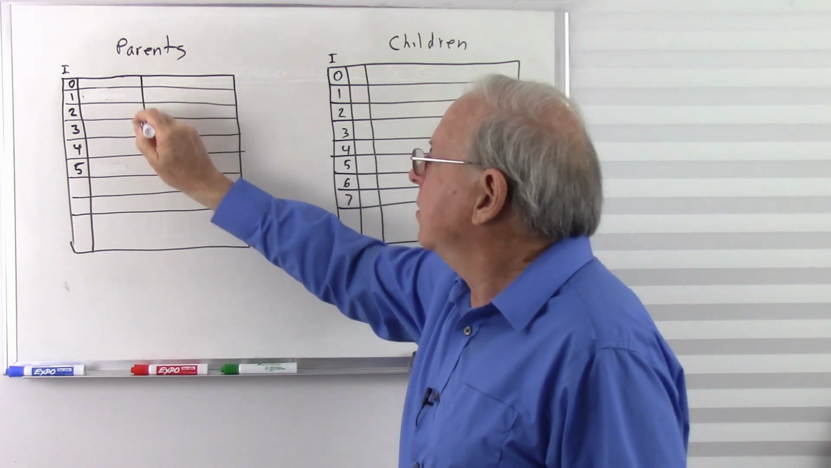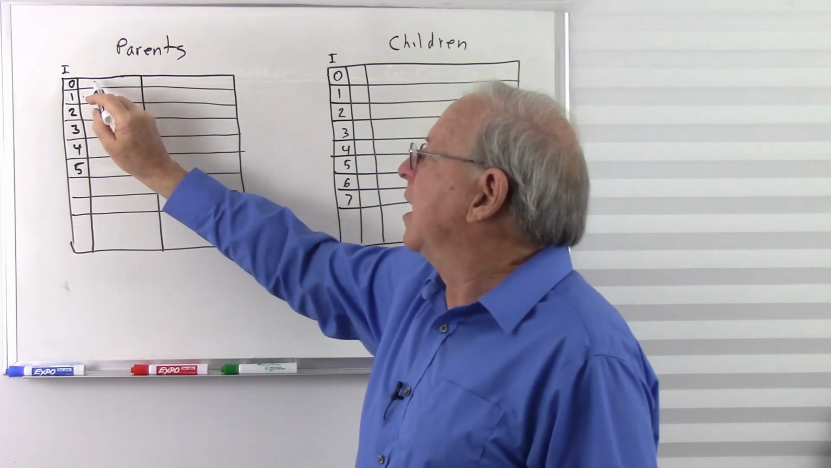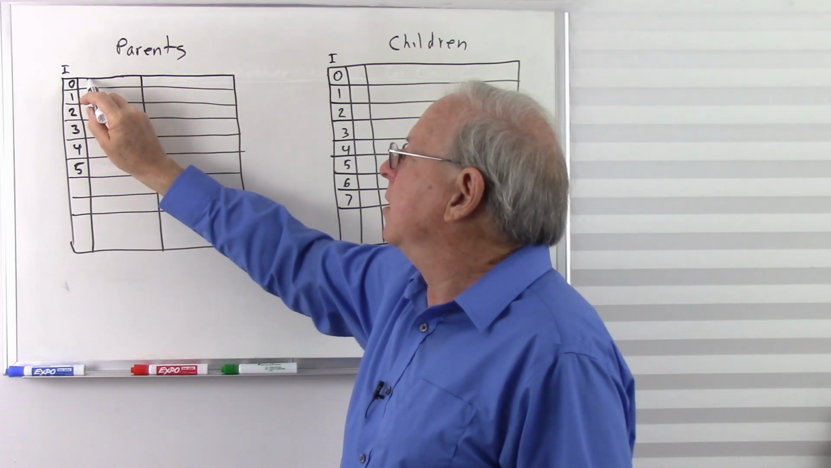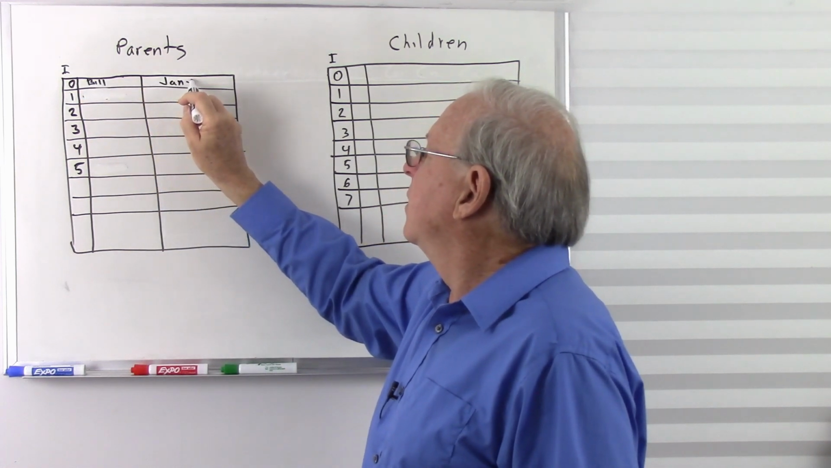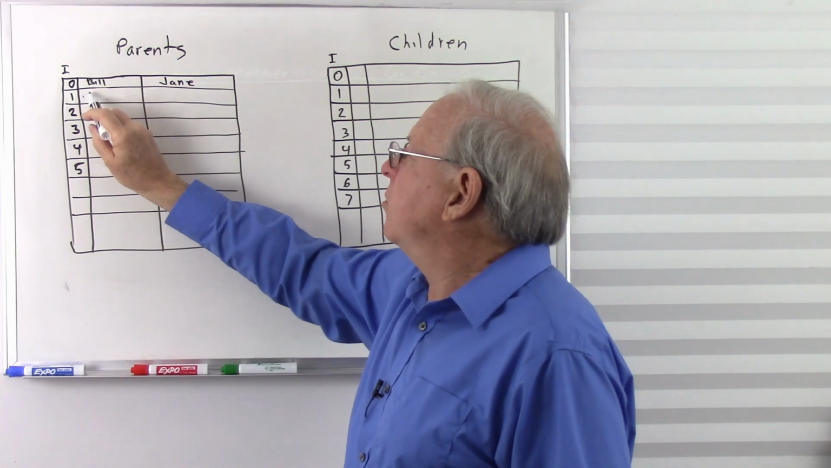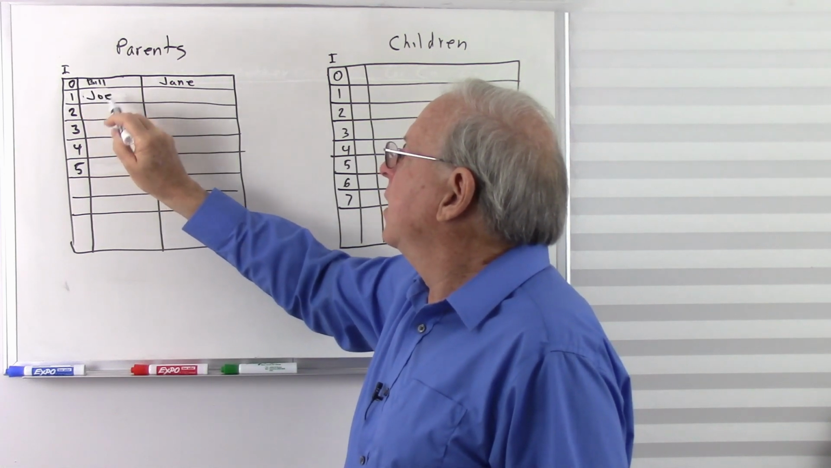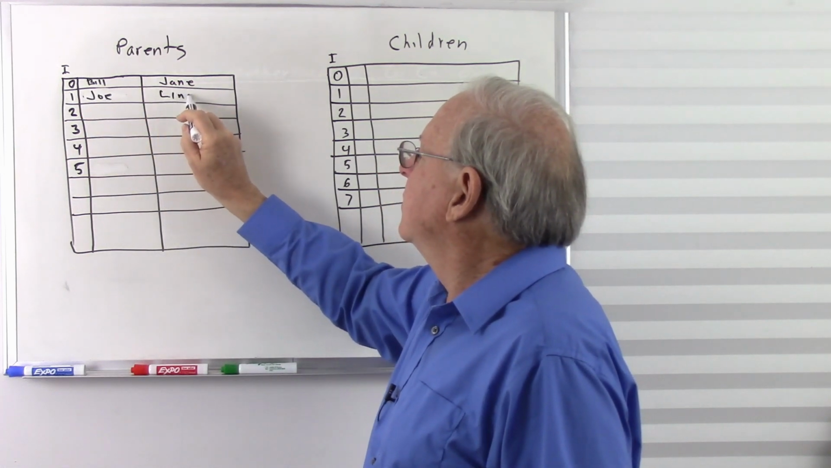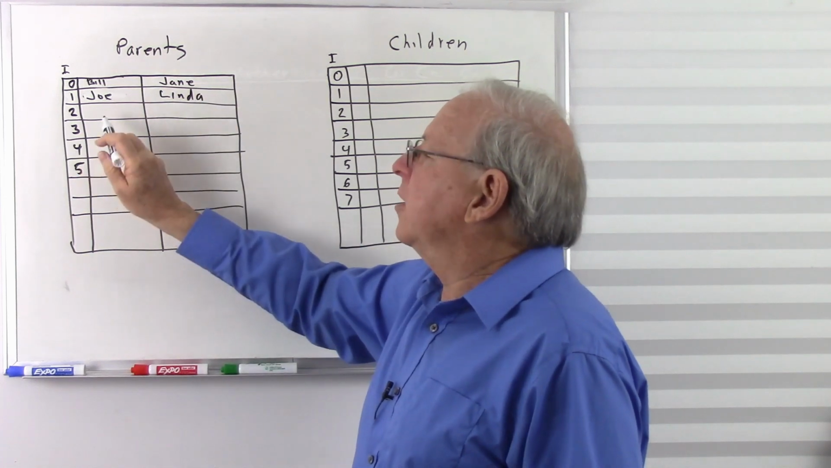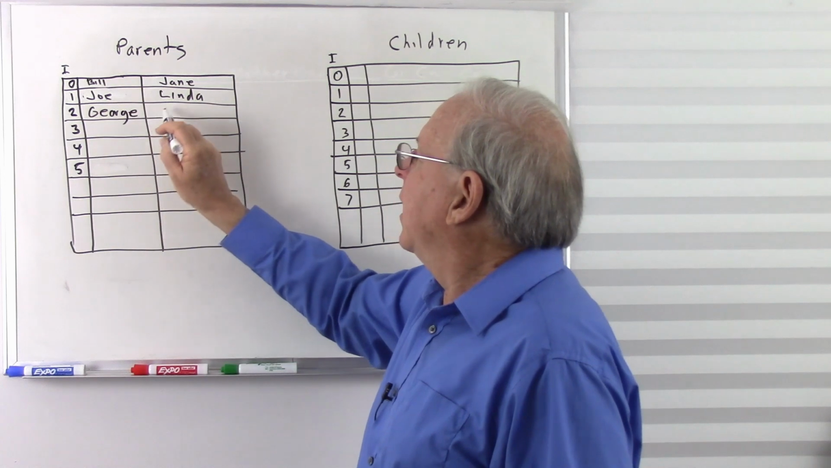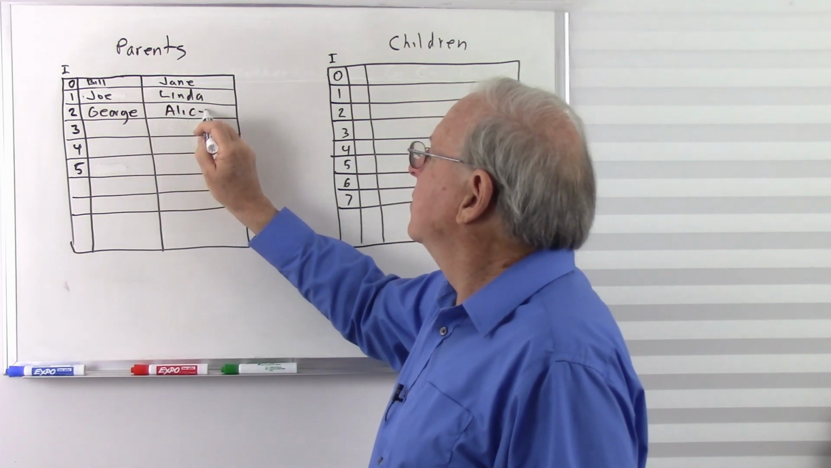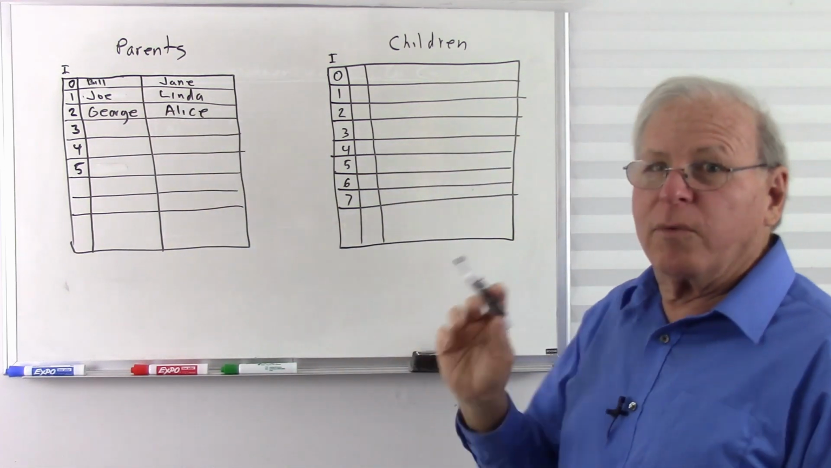Now I'm going to draw here just a simple table. We have parent set number 1, that's going to be Bill and Jane. And parent set number 2 is going to be Joe and Linda. And parent set number 3 will be George and Alice. Okay, and now let's see what children they have.